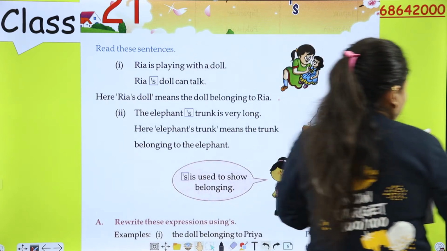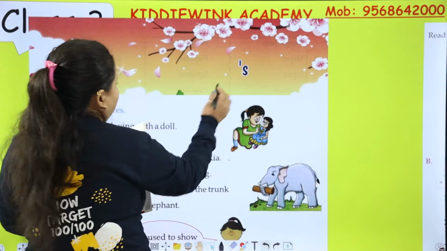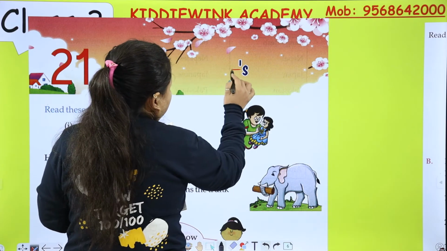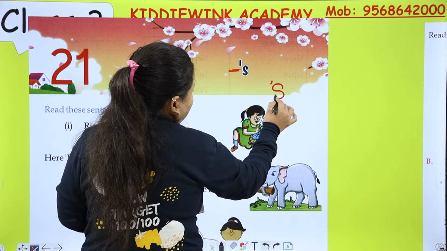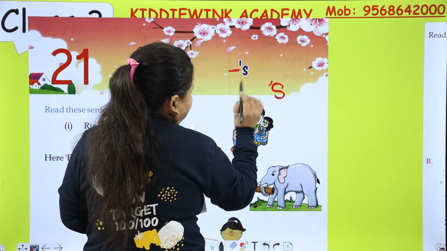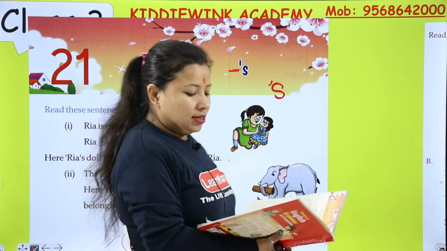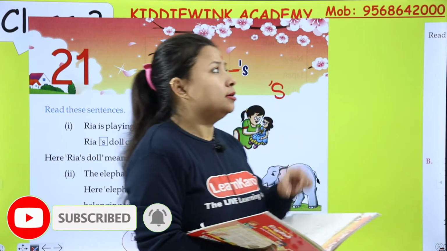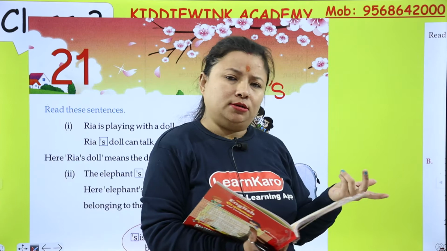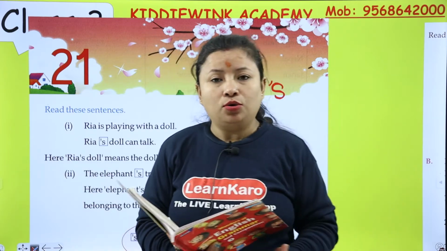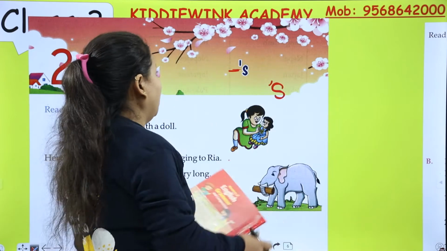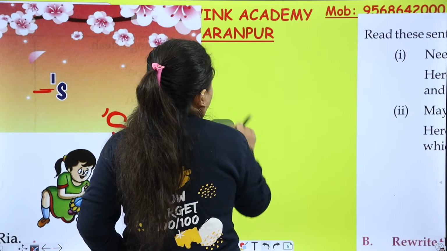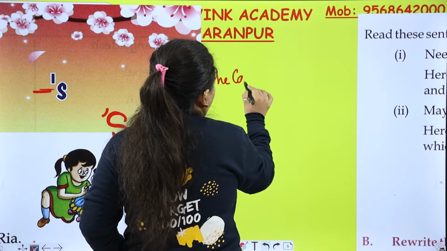So apostrophe is a punctuation mark. Apostrophe and S. Apostrophe is a punctuation mark used in English writing, like the sister of Ram, Ram's sister, the car of Rahul, Rahul's car.